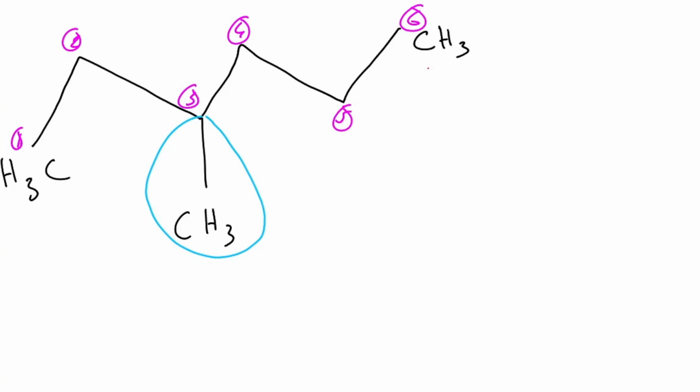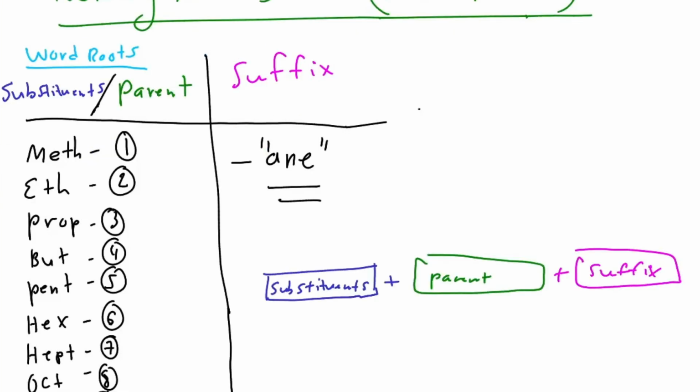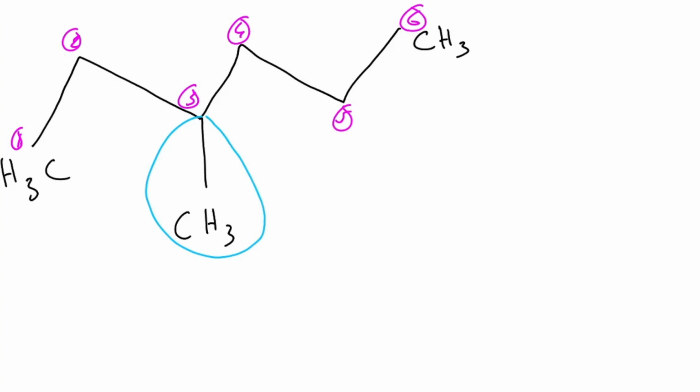Okay, so now let's get to naming this puppy over here. All right. So now to name it, remember the rules. It's substituent, and then parent, and the suffix. Remember, for substituents, you have to add a YL. And you also have to show where it is through a numeric value. I'll show you how it's done here.